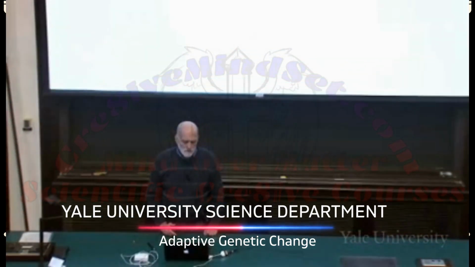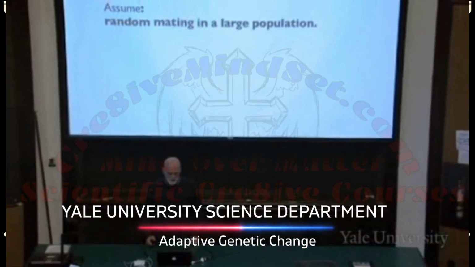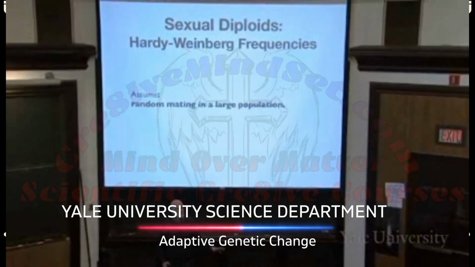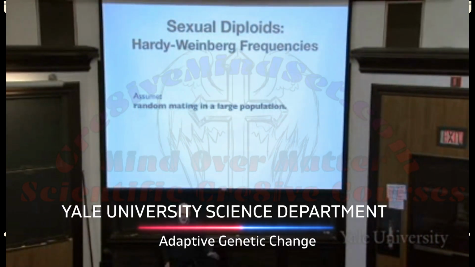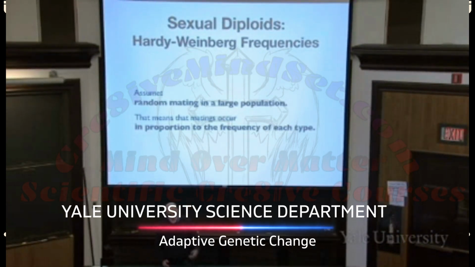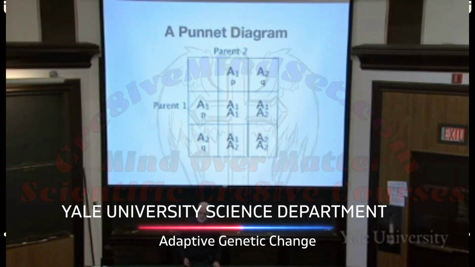Okay? Now, let's do it for sexual diploids. In the sexual diploids, you've already been exposed to the Hardy-Weinberg law, this p squared, 2pq, q squared law. In order to get it, we have to assume random mating in a big population. The reason you need the big population is so that those P's and Q's are actually accurate measures. In a small population, they're noisy. But in a big population, they are good, stable estimates. And if there's random mating, that means that matings are occurring in proportion to the frequency of each type. So you get a Punnett diagram like this.